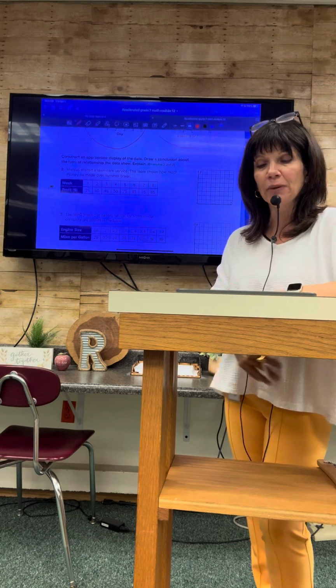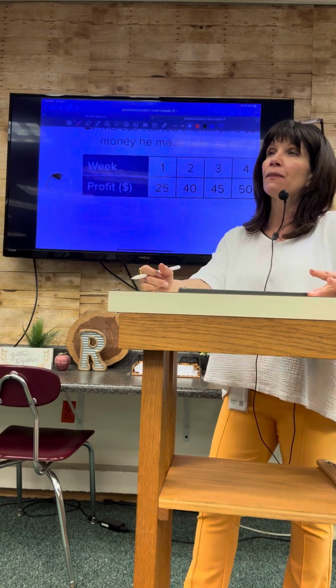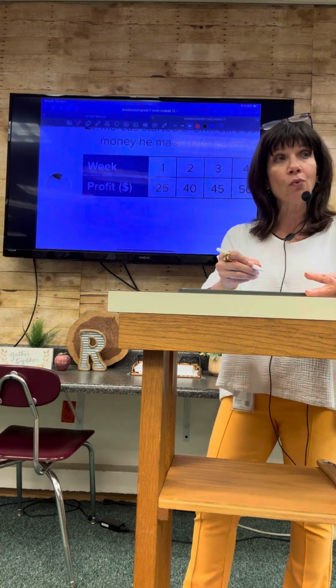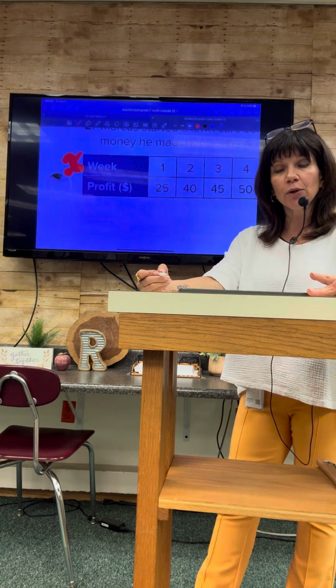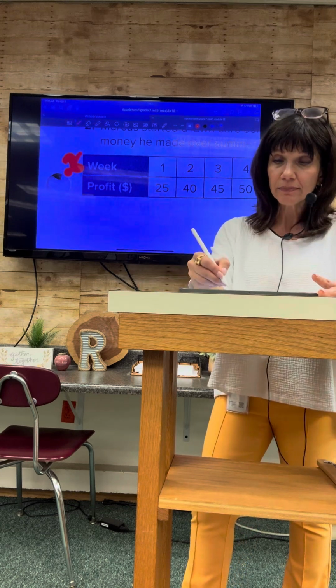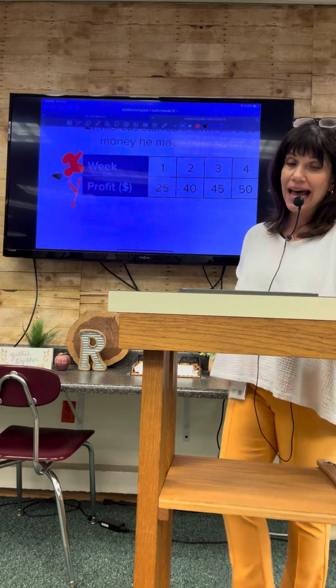Okay, let's go on to item number 2. This time, you are told to construct an appropriate display of the data and to draw a conclusion about the type of relationship shown. Marcus started a lawn care service. The table shows how much money he made over summer break. What would you call the values in the column about week, x or y? X. Remember, x always comes first. What variable will I place in front of profit? Y. Remember, the y always comes next, or last.